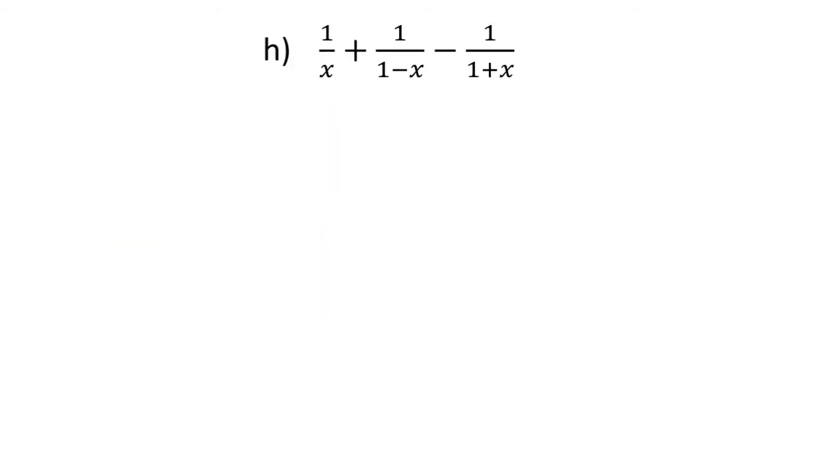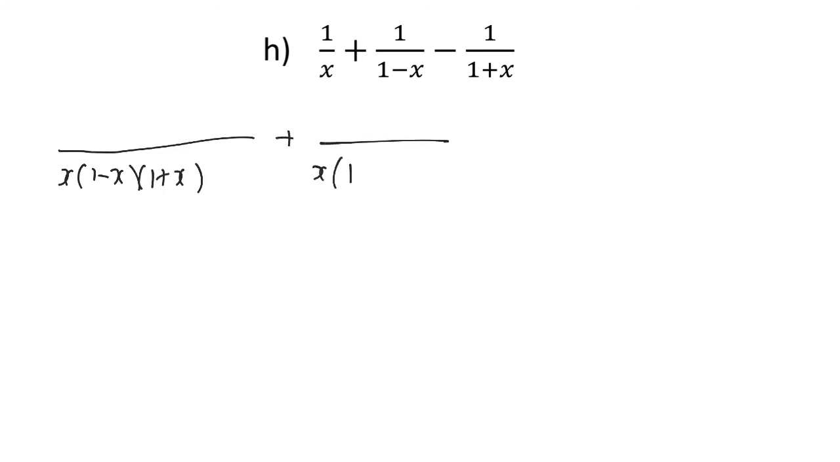Example H then, we've got 1 over x plus 1 over 1 minus x minus 1 over 1 plus x. The common denominator here is going to be the three terms being multiplied together. So x upon (1 minus x)(1 plus x), plus x upon (1 minus x)(1 plus x), minus x upon (1 minus x) and (1 plus x). So there's our three fractions with a common denominator.